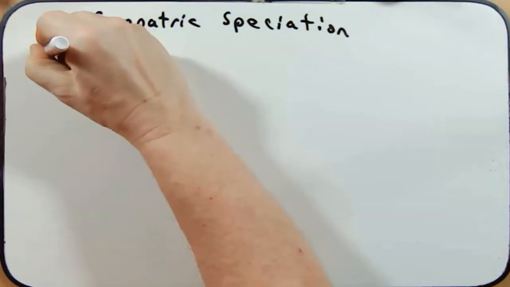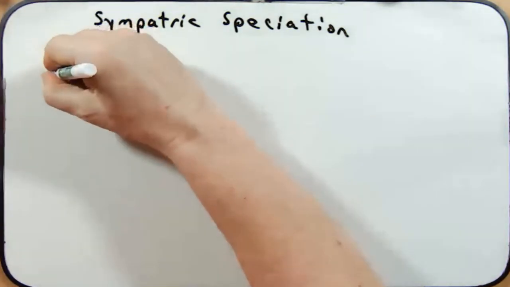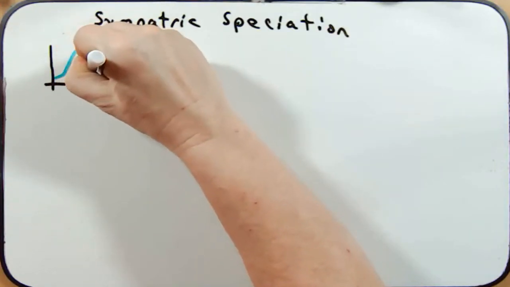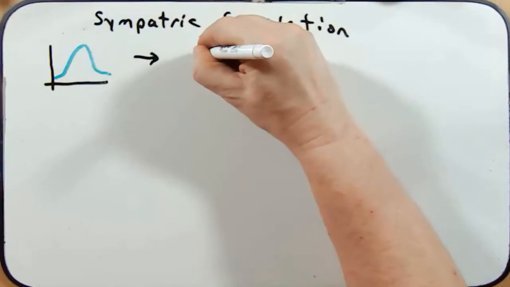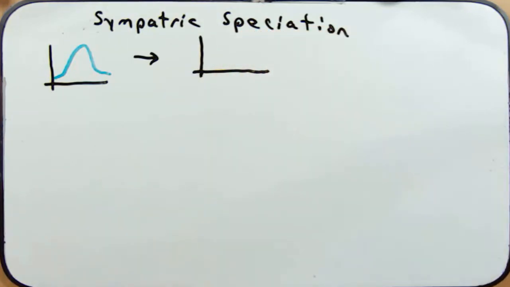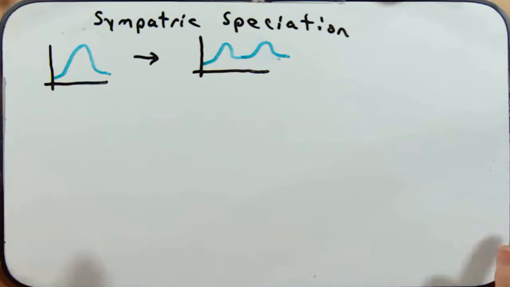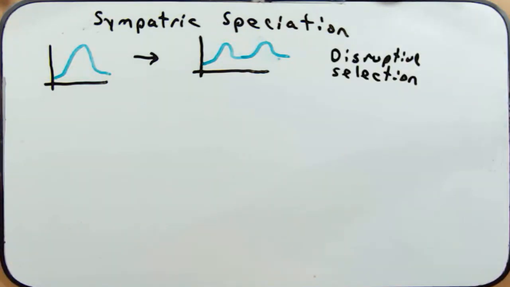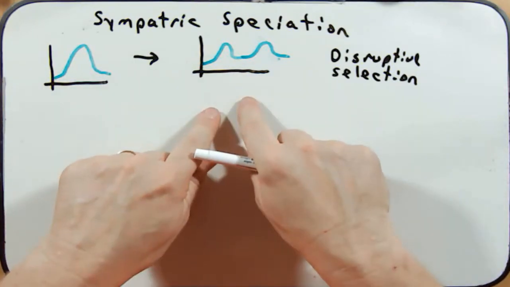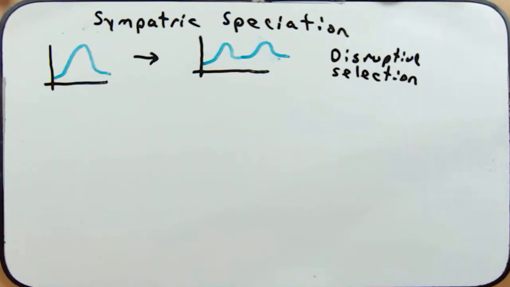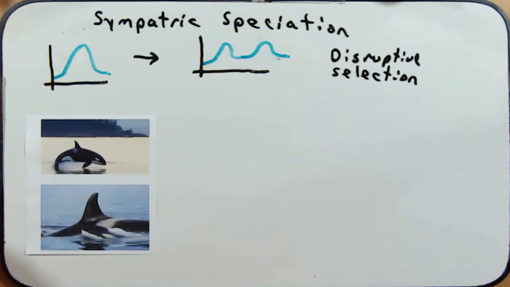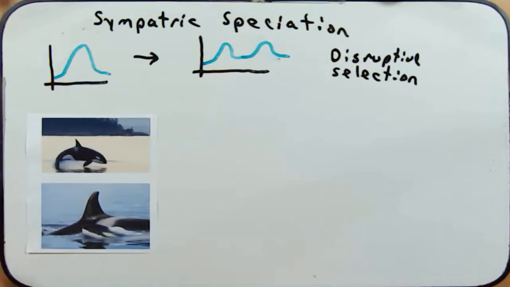Remember that disruptive selection went from a range of traits, like so, to a selection of the extreme traits. And when we described this in the last unit of material, we said that disruptive selection often leads to speciation. So now we're going to come back to that and talk about how it does lead to speciation and how this kind of speciation is most likely of the sympatric variation. And as an example of disruptive selection, I want to talk about killer whales.